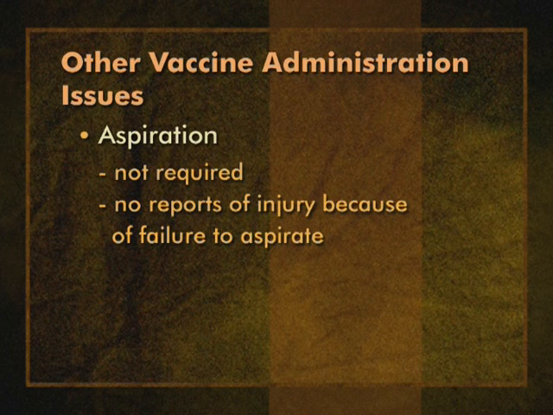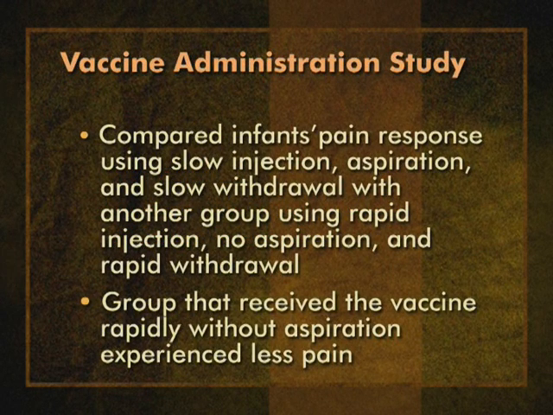In addition, the veins and arteries within the reach of a needle in the anatomic areas recommended for vaccination are too small to allow an intravenous push of vaccine without blowing out the vessel. A 2007 study from Canada compared infants' pain response using slow injection, aspiration, and slow withdrawal with another group using rapid injection, no aspiration, and rapid withdrawal. Based on behavioral and visual pain scales, the group that received the vaccine rapidly without aspiration experienced less pain. No adverse events were reported with either vaccination technique. A link to the study results is included on the Program Resources webpage.